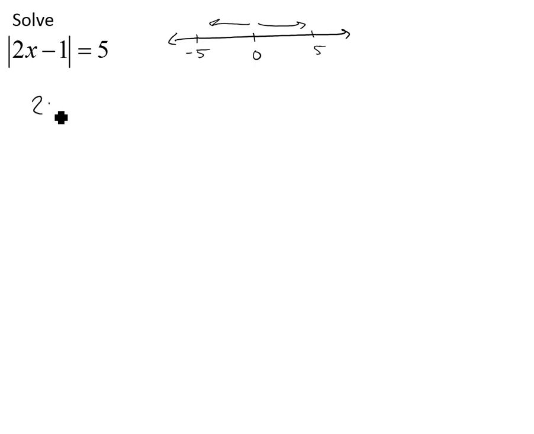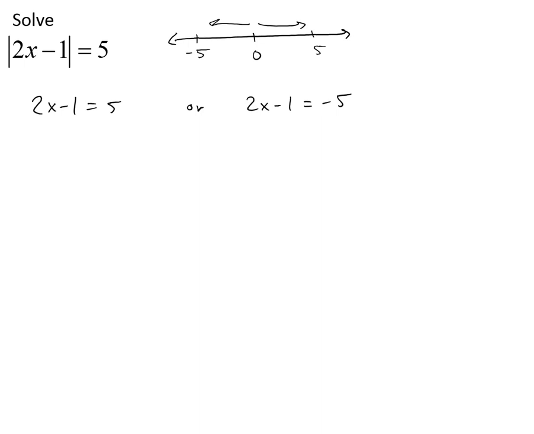My first one, I can say that that inside expression equals 5, or my second one, that inside expression equals negative 5. Okay, you'll notice at this point I don't have the absolute value bars anymore, because I've split it into two equations. I've dealt with that absolute value. That's what led me to the two equations. And also we don't change anything about that expression inside. It's still 2x minus 1.